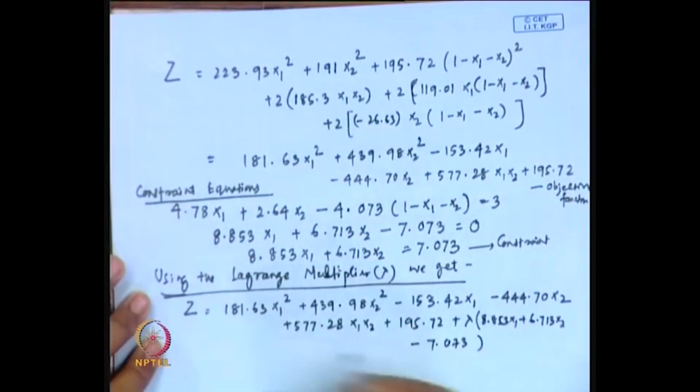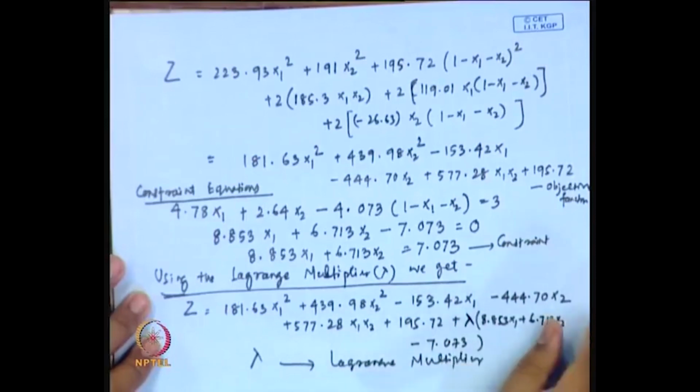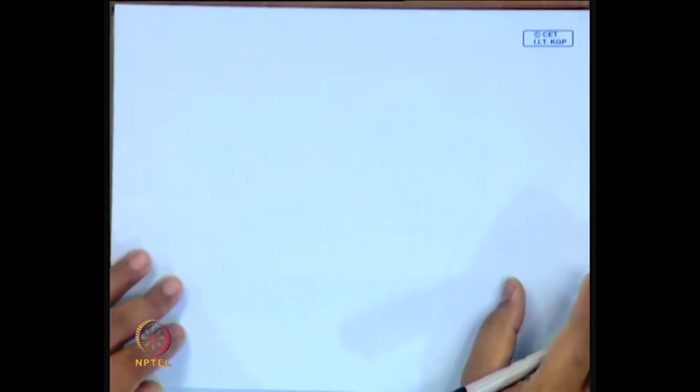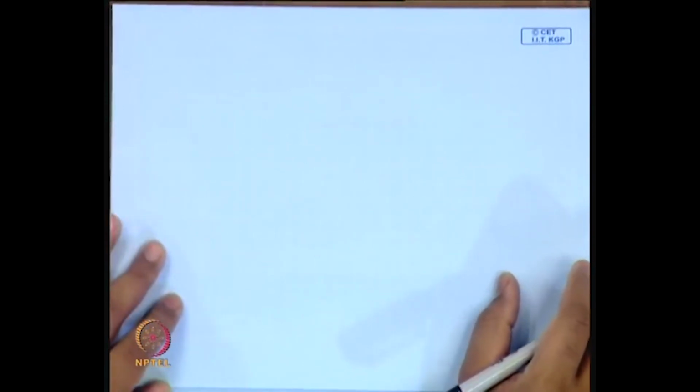So, this is now the composite function that we get by inclusion of this lambda. Lambda is basically the Lagrange multiplier. Now, after this function, if you want to minimize it with respect to the different weightages, then for the minimization we have to equate it with 0. Then after equating with 0, we can find out the different weightages of x1, x2 and x3.